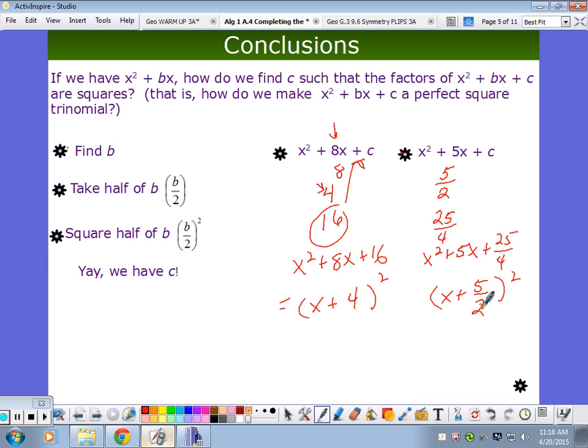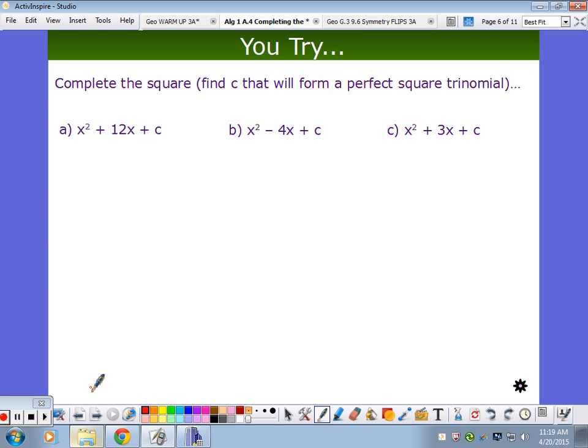No, this is way easier with the fractions. It's much harder if you turn that into a decimal. So leave it like that. You try. Two things I want you to do here: find C, remember, half it, square it. And then write it as the binomial square.